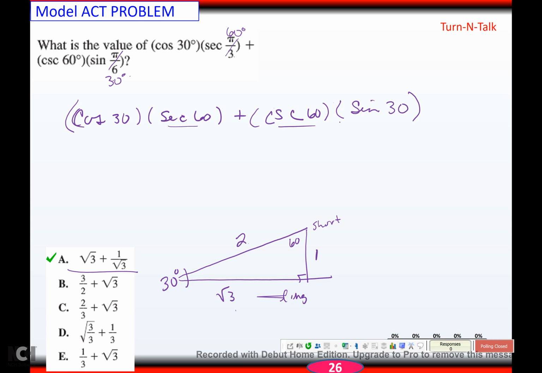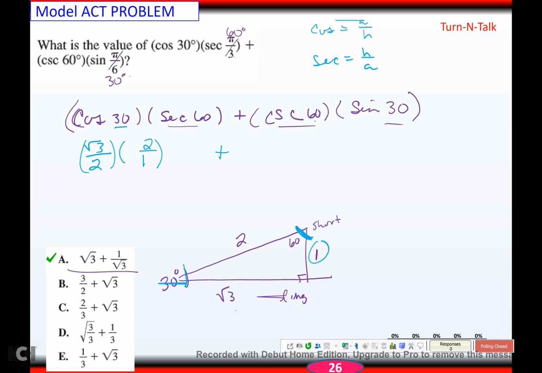So now all you have to do is go stand where you're told and do the right ratio. Well, this says go to 30 degrees and take the cosine, which is adjacent, square root of 3, over hypotenuse, which is 2, and multiply it by secant 60. Well, secant is reciprocal to cosine. So if cosine is adjacent over hypotenuse, then secant is hypotenuse over adjacent. Sorry, we're doing secant of 60, so I have to come up here and stand. And secant is hypotenuse, which will be 2, over adjacent, which will be 1.